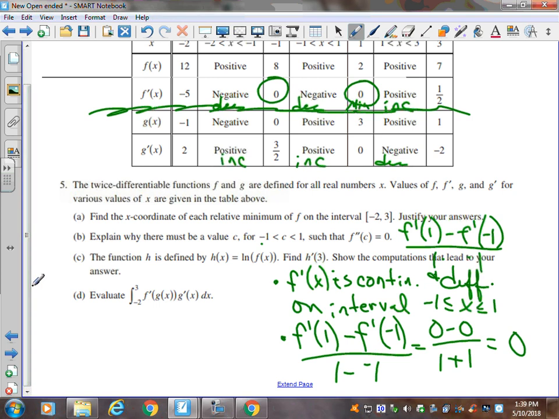All right. In question part C, it talks about h of x being ln of f of x, which is a little weird, but that's okay. But I think we can do it. If we learn some notation, this is an easy question. In fact, we know the notation. We just got to write it down. Okay?